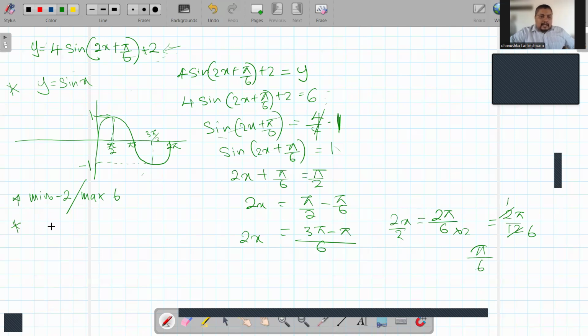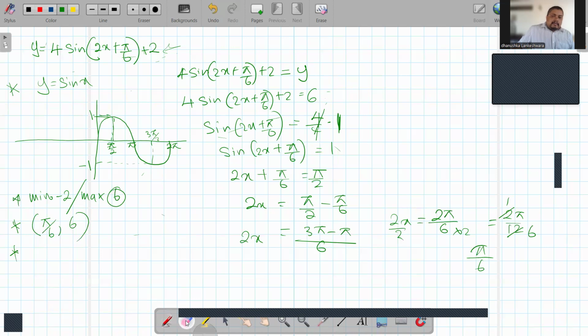I would like to start this graph from x value pi over 6 and y value the maximum 6. Right? Okay. Now two things already done. We already obtained the minimum value and the maximum value and the place to start. Place to start. Okay.